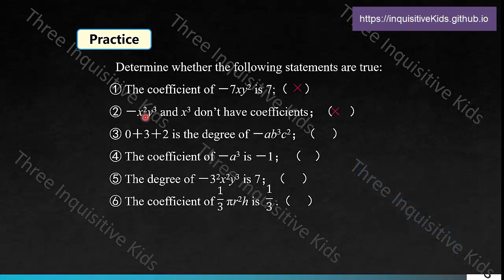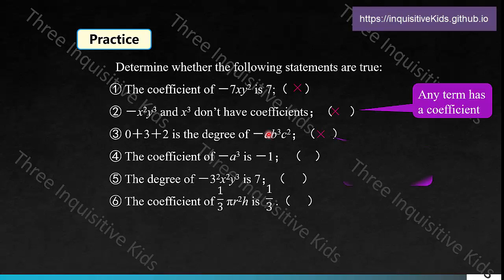3. 0 plus 3 plus 2 is the degree of negative a, b cubed, c squared. Now be careful on this one. It's that same trick again. It's trying to make you think that a is raised to the power of 0. But really, a does have a coefficient. It's just 1, so it could be omitted. Don't miss the power 1 of a.